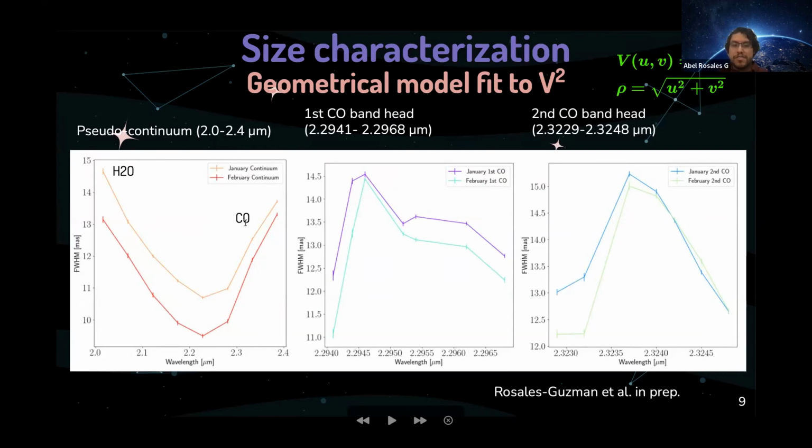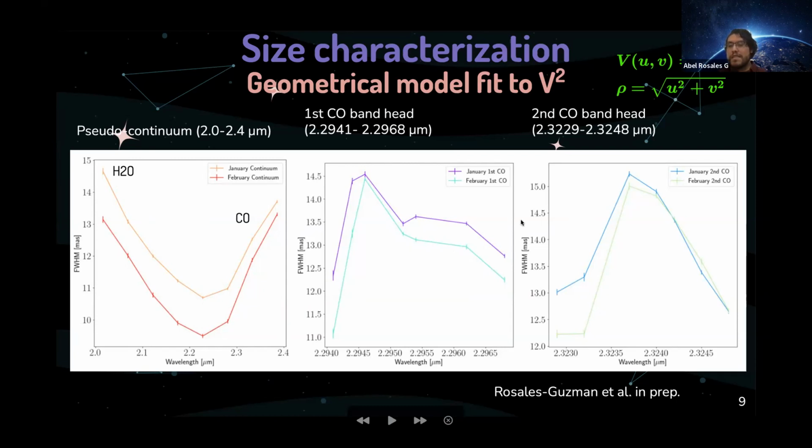These plots show the full width at half maximum versus the wavelength for all three intervals. The trend observed in this plot is due to the presence of water and CO plus water that are located in more extended regions than the pseudo-continuum emitting region, which we think is located at approximately 2.25 microns. We can also see a different size estimation due to the variability of the star. So the maximum difference at 2.25 microns is around 2 milliarcseconds.